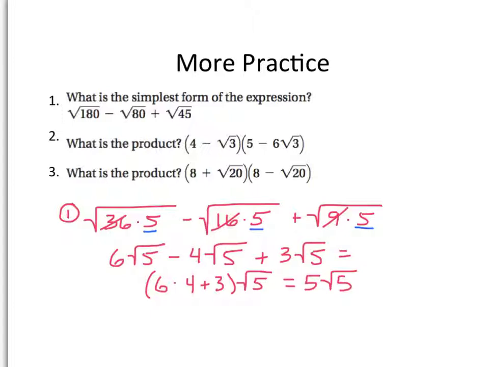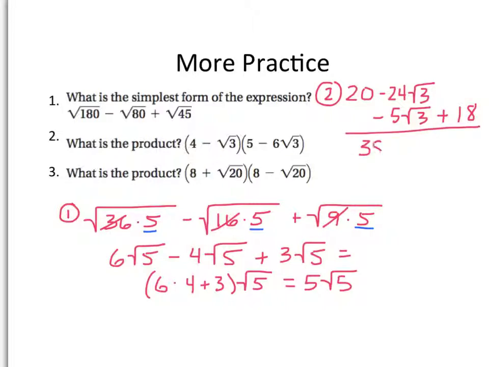As for these two little expressions here, 2 and 3, you're going to FOIL. So very quickly, foiling out that first one, we're going to start with first is 20. Outer is minus 24 root 3. I like to line it up vertically, so I'm going to write my inner minus 5 root 3 underneath that. And then minus root 3 times minus 6 root 3. So root 3 times root 3 is 3 times 6. That's going to be an 18, except it's going to be a plus 18. So 20 and 18, that's 38. So 38 minus 29 root 3.